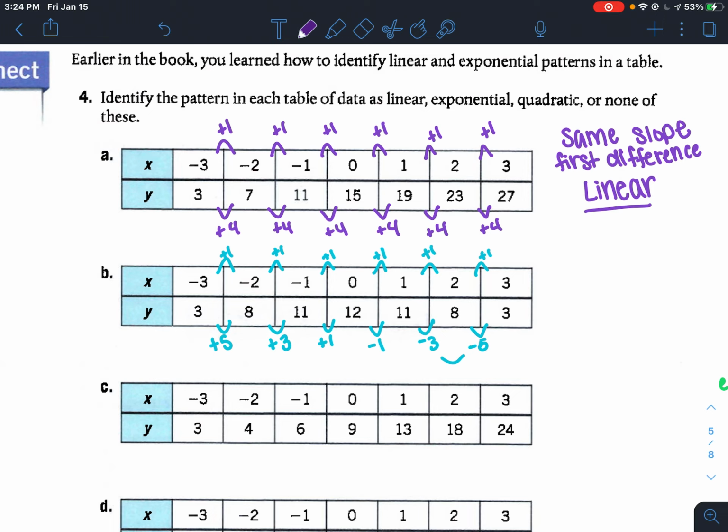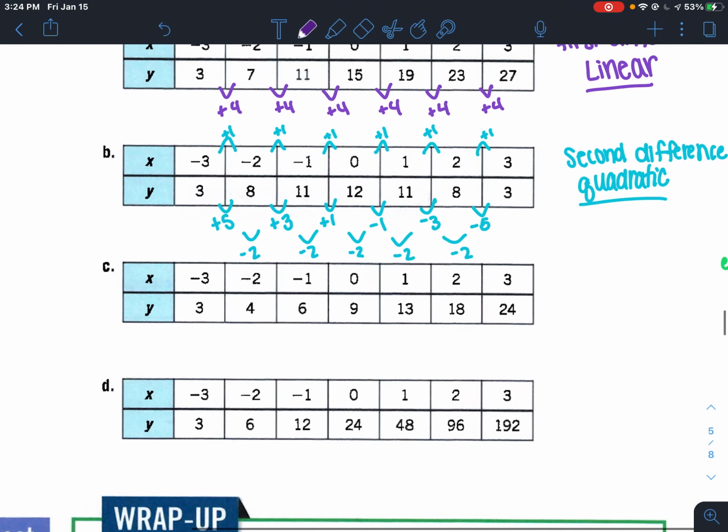My x's are already plus 1, plus 1, plus 1, so I'm not going to touch those. I'm just going to do the y values and go to the second difference. When I do that, I notice we subtract 2 each and every time to get to the next term. So that is my second difference. If it's the second difference that is constant, it's quadratic every time.